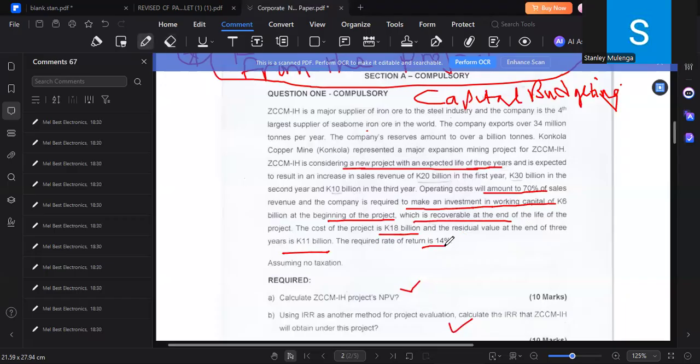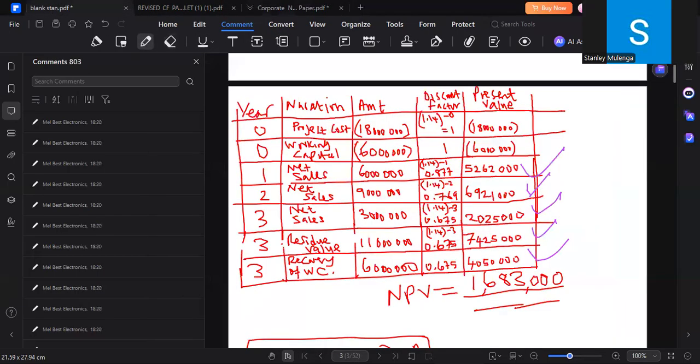So 14% was the cost of capital. So what happens here now? We have answered the first part of the question. Accept the project if the NPV is greater than 0. Otherwise, reject the project. So these are workings.